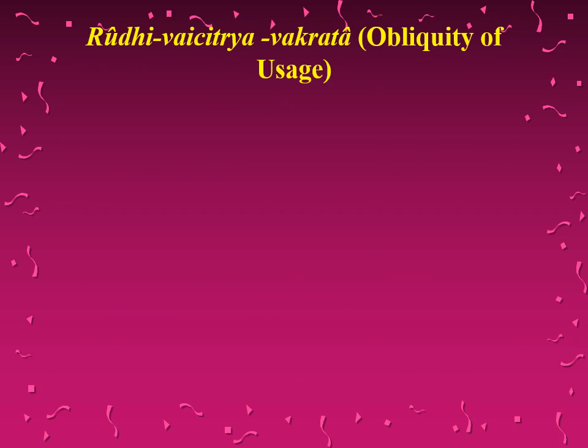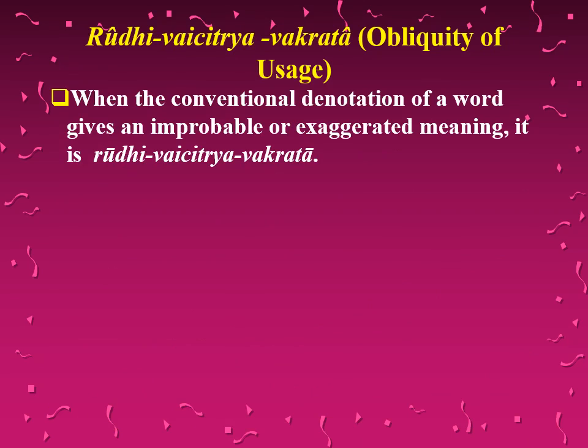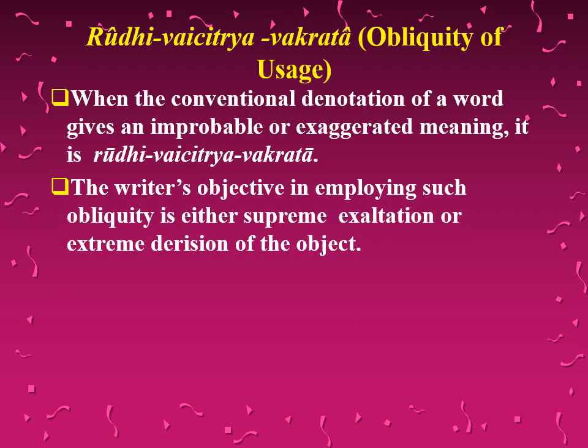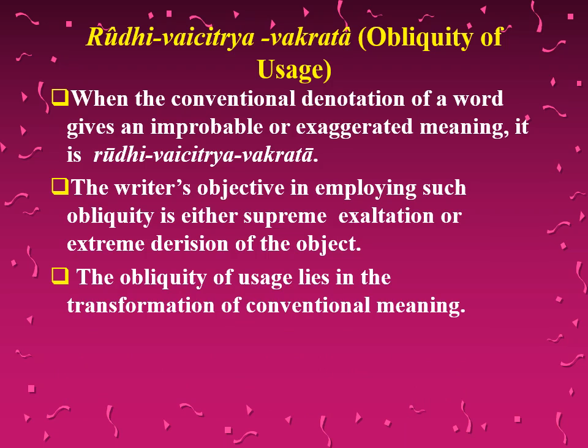Rûdhi-vaicitrya-vakratā is actually the obliquity of usage. That when the conventional denotation of a word gives an improbable or exaggerated meaning, then it is Rûdhi-vaicitrya-vakratā. The writer's objective or the poet's aim in employing such obliquity is either supreme exaltation or extreme derision of the object. This obliquity of usage lies in the transformation of conventional meaning. So, the obliquity of usage means the transformation of conventional meaning.